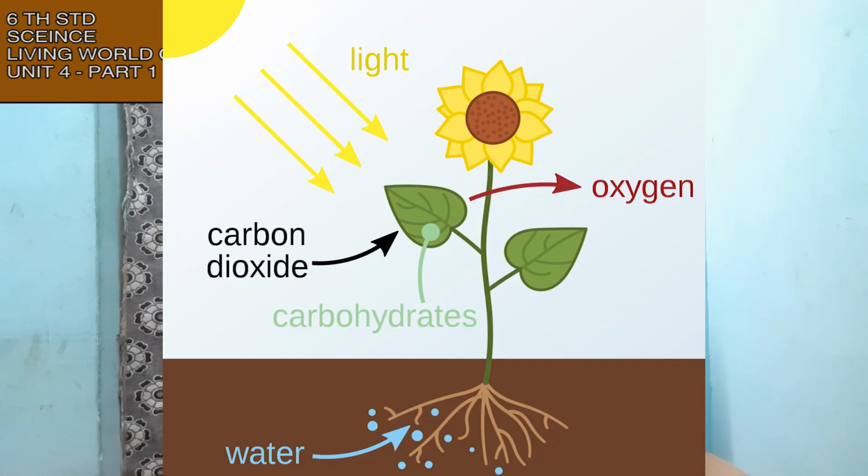Functions of leaf. The leaf is used to produce food by the process called photosynthesis. So leaves are the production factory of the plant.